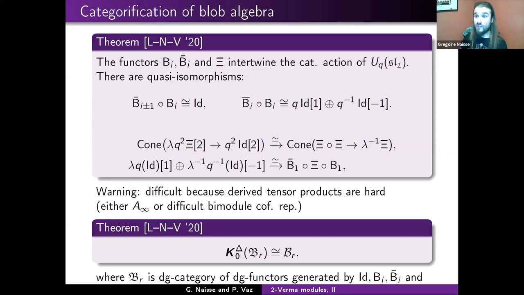And then what you can do is define some DG category generated by this DG functor, and we can show that its Grothendieck group is really the blob algebra. So you don't have simply an action of the blob algebra, you really have a categorification of the blob algebra.